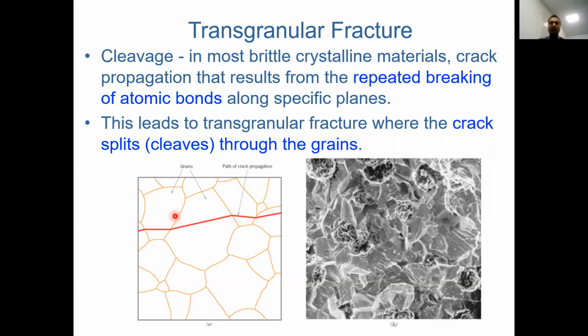Zinc is the only material that you don't need a microscope to see the grains. The transgranular is when it actually goes through the grain. It breaks the grain. The crack propagates through the grain.